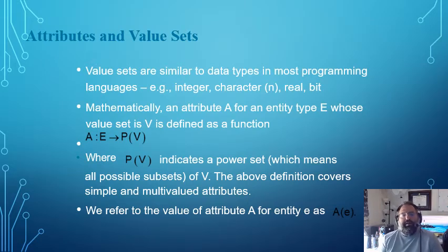Mathematically, an attribute A for an entity type E, whose value set is V, is defined as A given E implies P of V, where P is the power set of V, which means basically all possible subsets of V. The above definition covers simple and multi-valued attributes. We refer to the attribute A of entity E as A sub E.